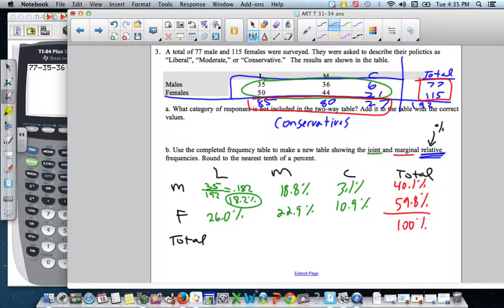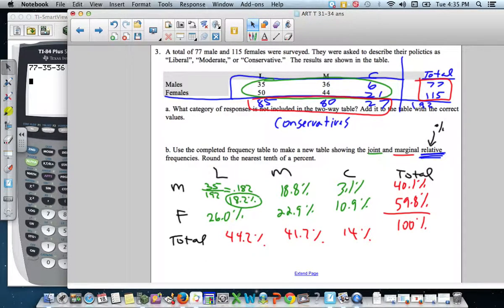It might be a little off. As you see here, it's actually totaling 99.9%. That's again because of some rounding error that I did in between. All right. So that's part B. Now part C and D get at interpreting that.